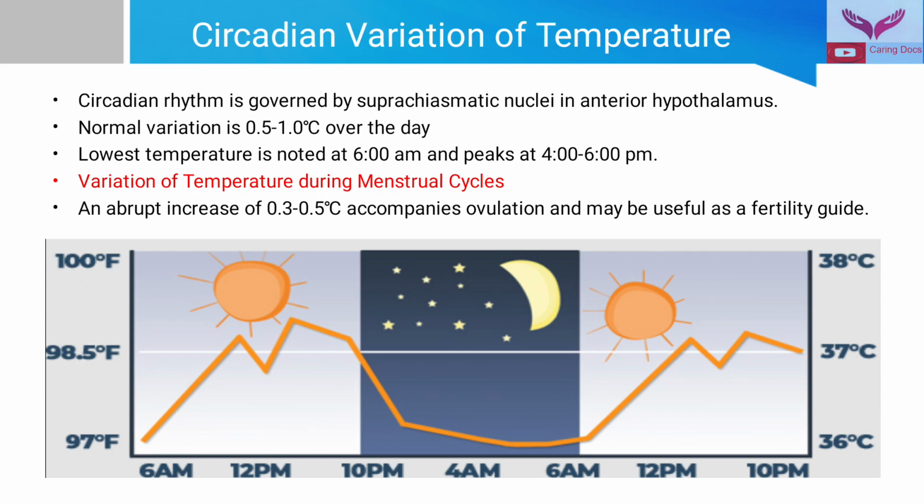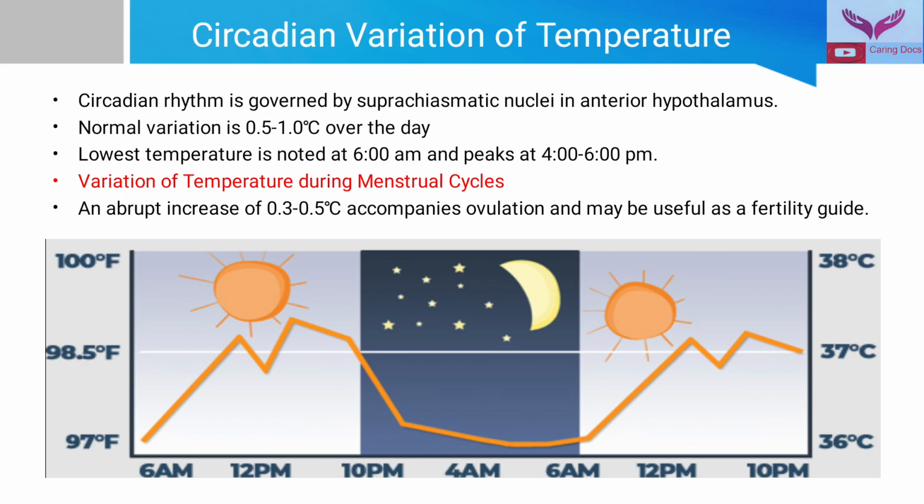Coming to circadian variation of the temperature, as we know the circadian rhythm is governed by the suprachiasmatic nuclei in the anterior hypothalamus. Normal variation in the temperature is 0.5 to 1 degree Celsius over the day. Lowest temperature is noted at 6 a.m. in the morning, and it peaks around 4 to 6 p.m. in the evening.